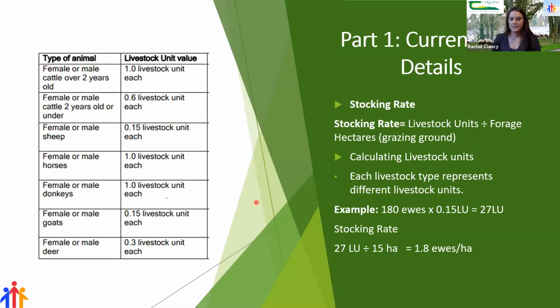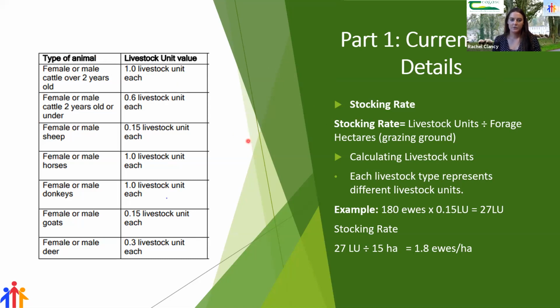Just looking at part 1, so it's based on current farm details. So this table shows the type of animal and the livestock unit value per animal. So this slide just demonstrates how to work out or calculate your stocking rate. So your stocking rate basically is the livestock units divided by your forage hectares, which is your grazing ground.